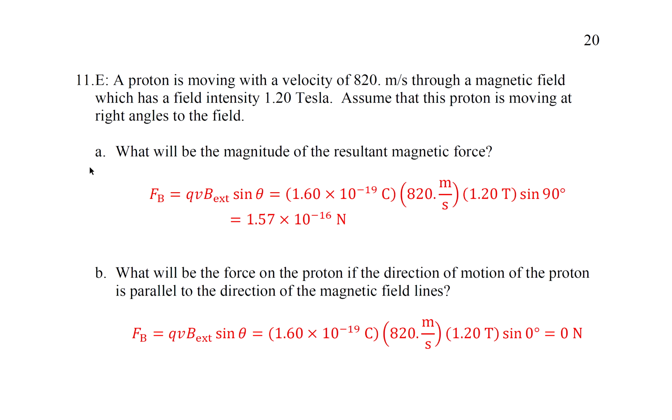Question 11. A proton is moving with a velocity of 820 meters per second through a magnetic field which has a field intensity of 1.2 Tesla. Assume that this proton is moving at right angles to the field. Part A. What will be the magnitude of the resultant magnetic force? Use the equation qvB sine theta.